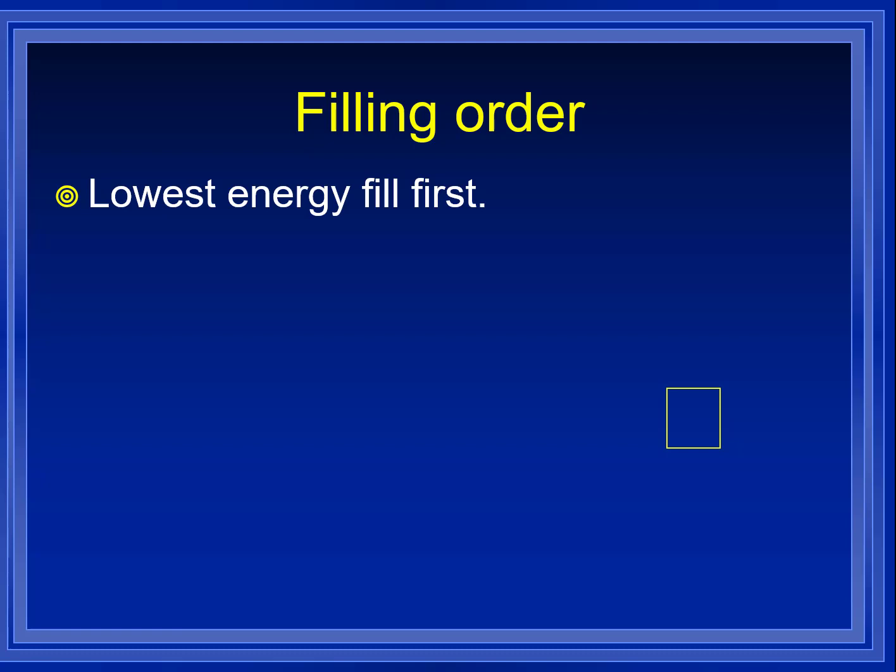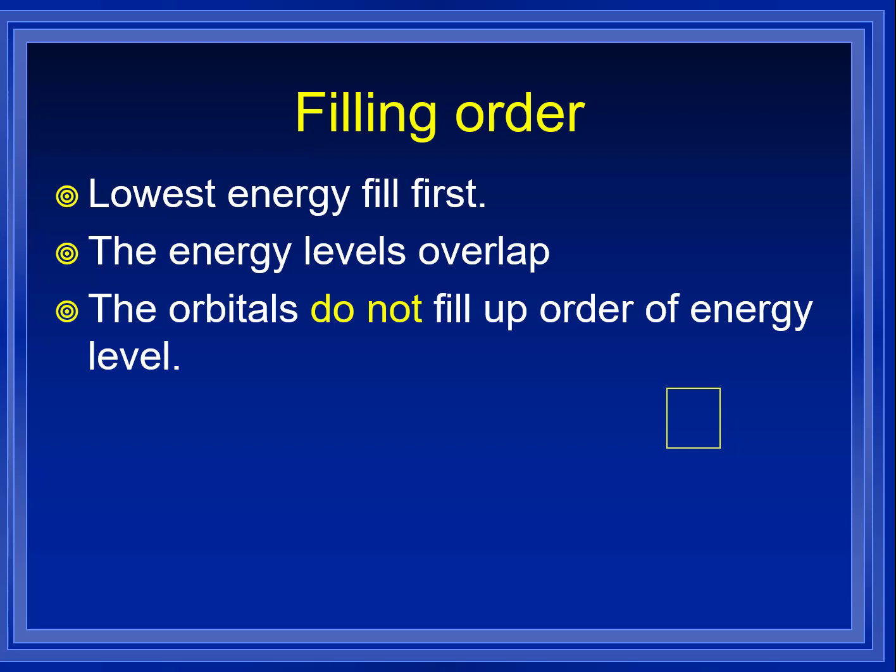Okay. The problem is the energy levels overlap. Part of the fourth energy level has less energy than part of the third energy level, so the third energy level can be above the fourth energy level. It can take more energy to make 3 waves than to make 4, is what we're saying. So they do not fill up in order of energy level. They fill up in order of energy.